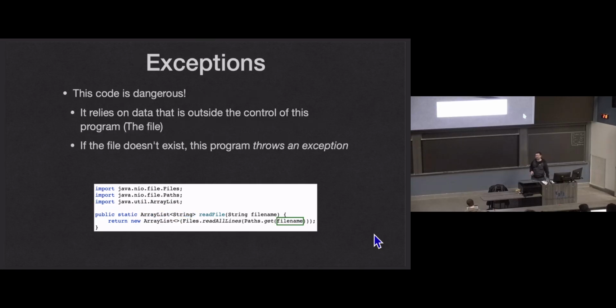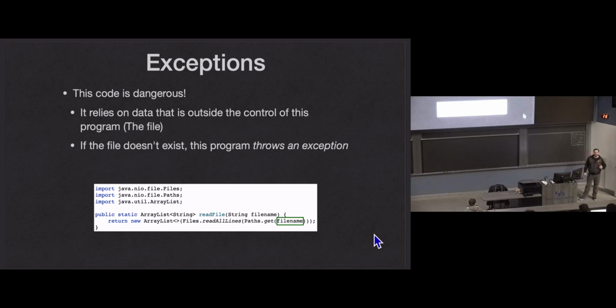But wait, this is dangerous code. This is very scary code. We're taking a string, which is supposed to be a file name, and then looking for a file with that name and opening and reading the contents of that file. This can go very, very wrong. This is a dangerous thing to do when we're running our code.